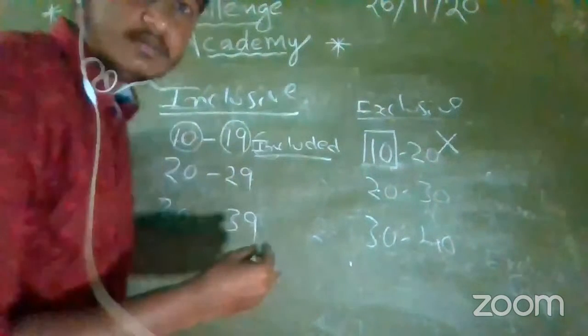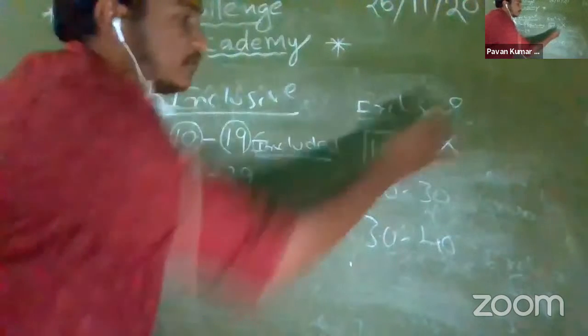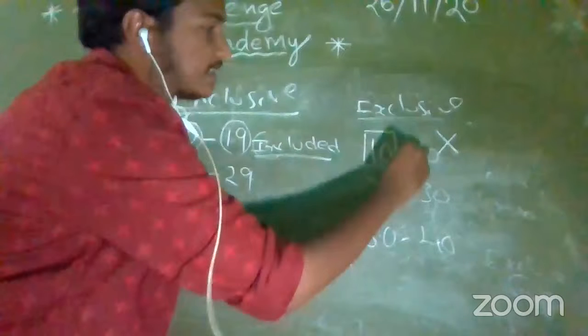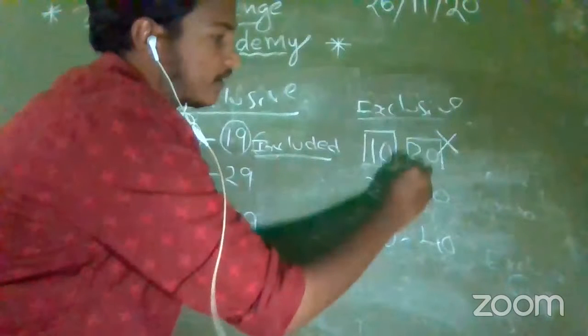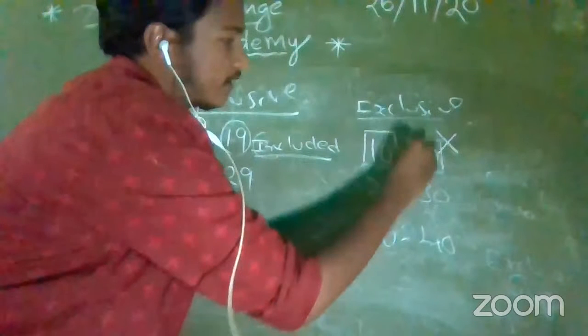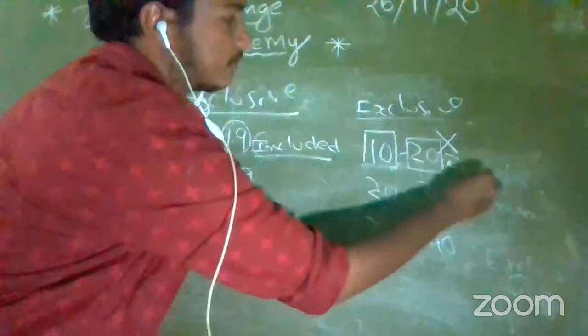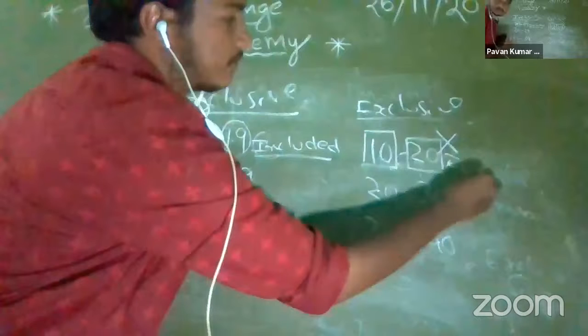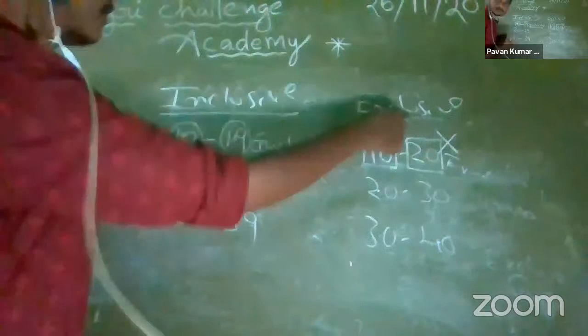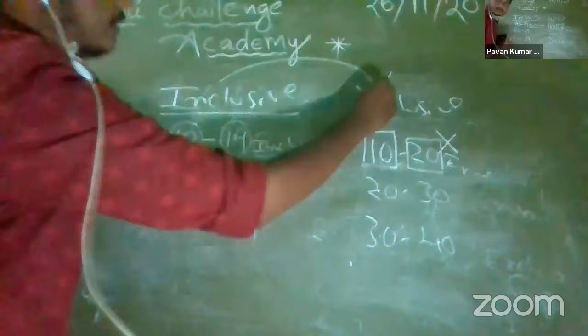In exclusive type, we exclude the upper class limit. We are excluding it, so that's why it is called exclusive. Here in inclusive, we are including both class limits. So that's why it's called exclusive and inclusive. We can convert inclusive class intervals into exclusive form. For drawing a histogram, we will convert inclusive into exclusive.